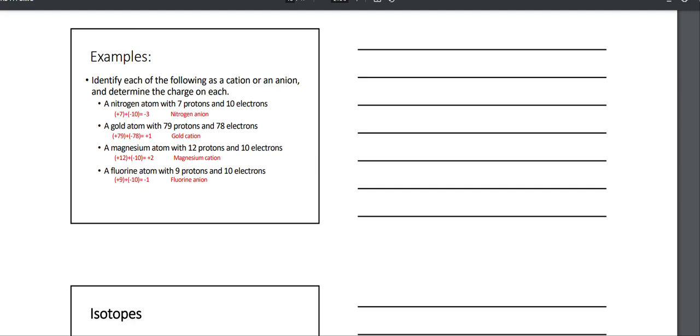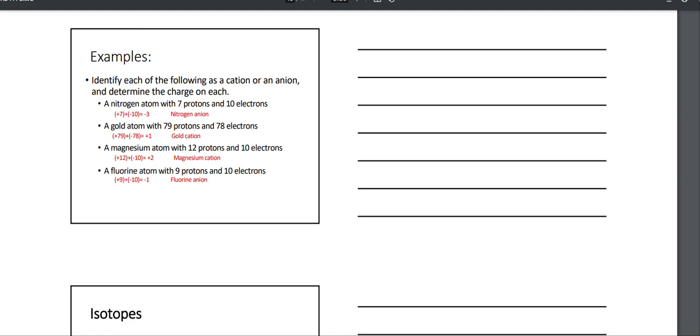It's as simple as subtracting the number of protons from the number of electrons. If you subtract 7 from 10, you will get -3. Or you can just simply look at this one. I have 10 electrons and 7 protons. 7 of the electrons will cancel out the 7 protons, and then I'll have 3 additional electrons circulating around the atom. That makes it -3.